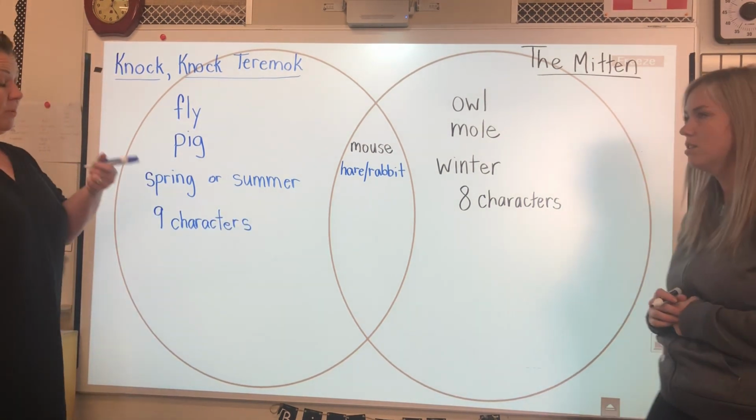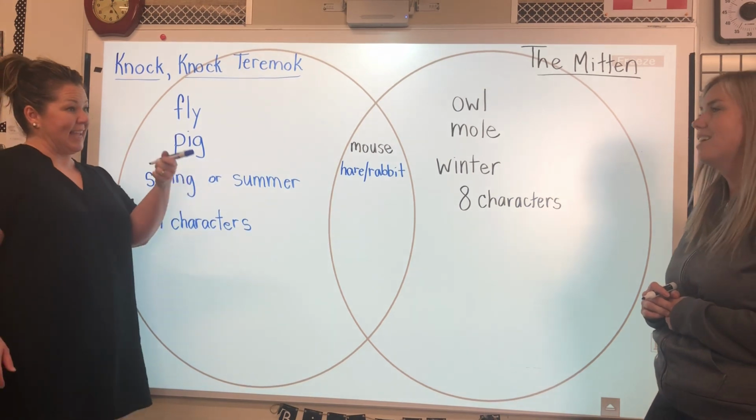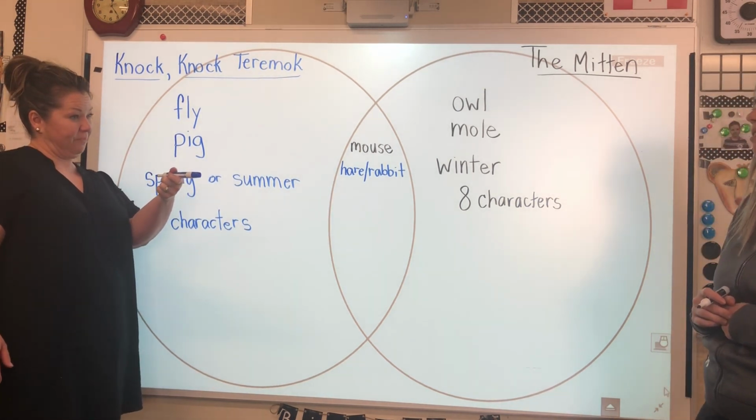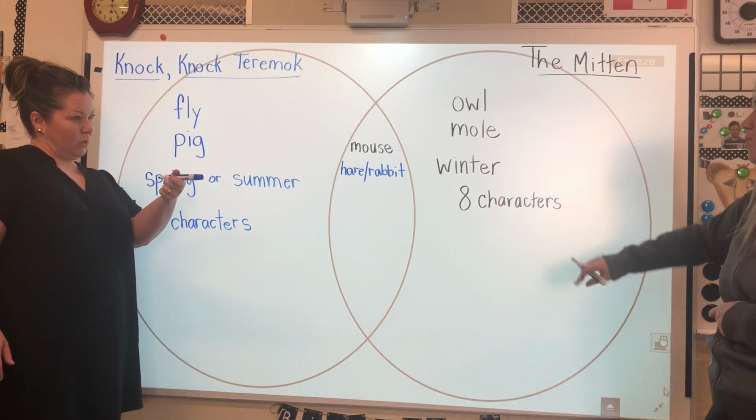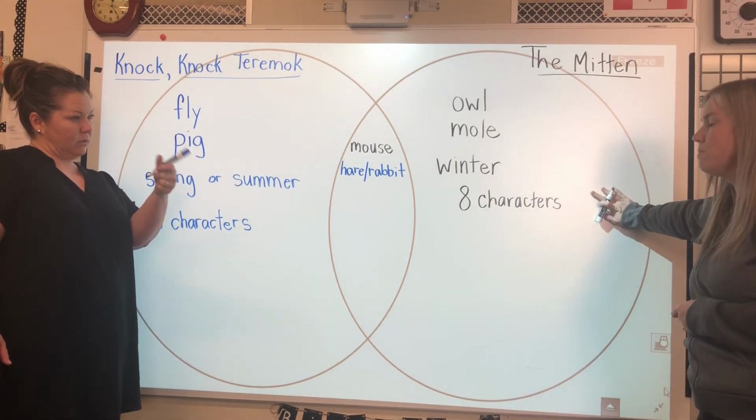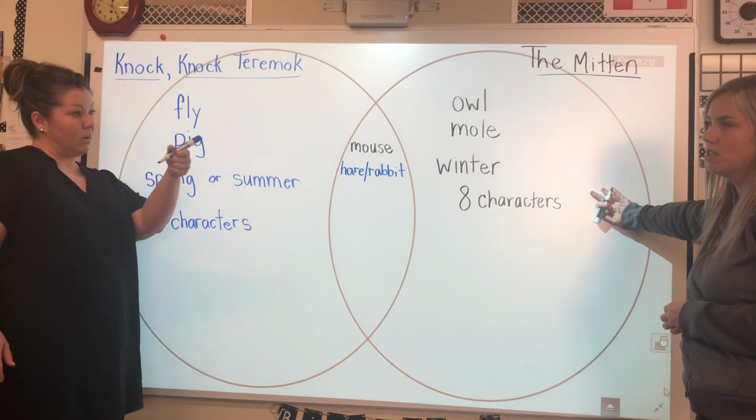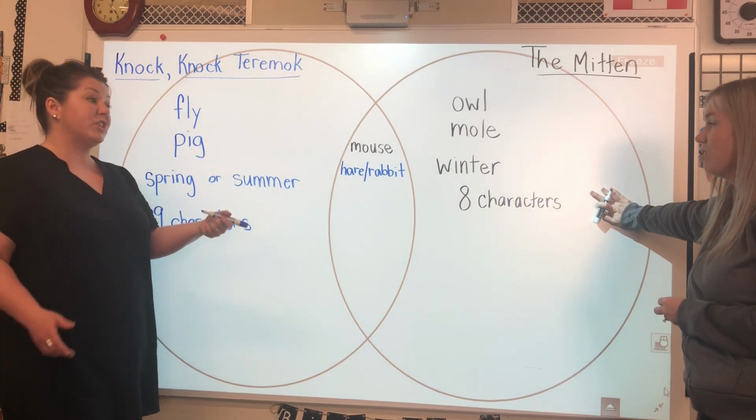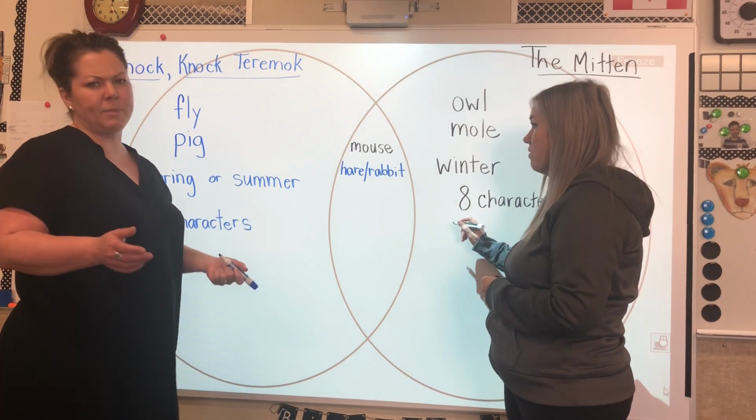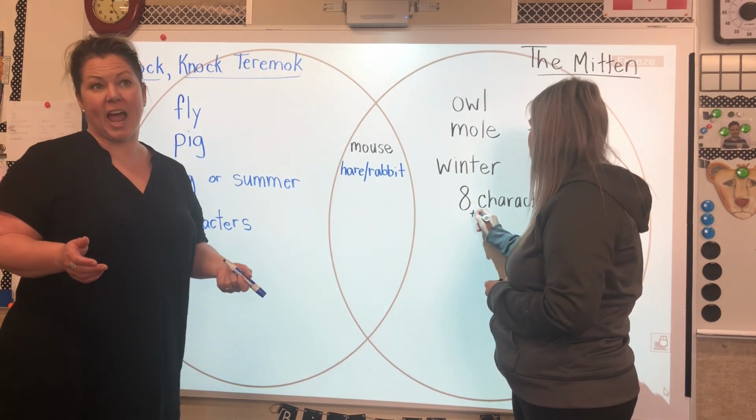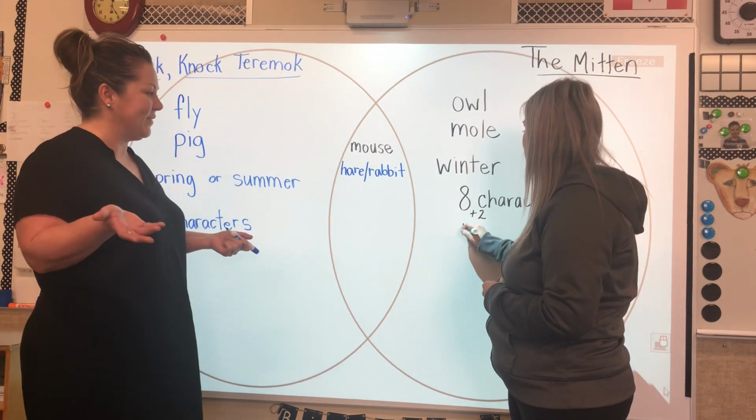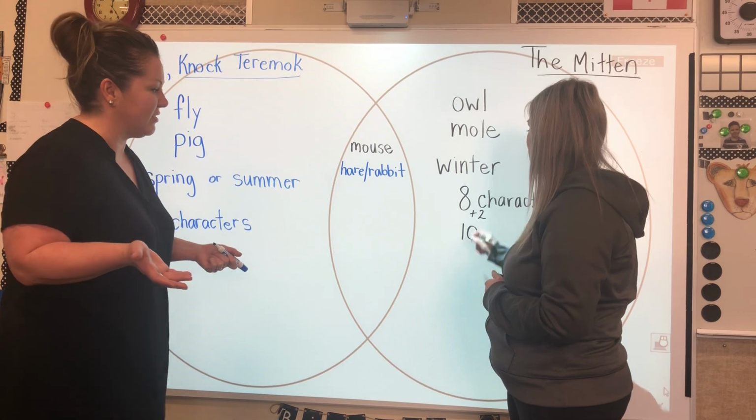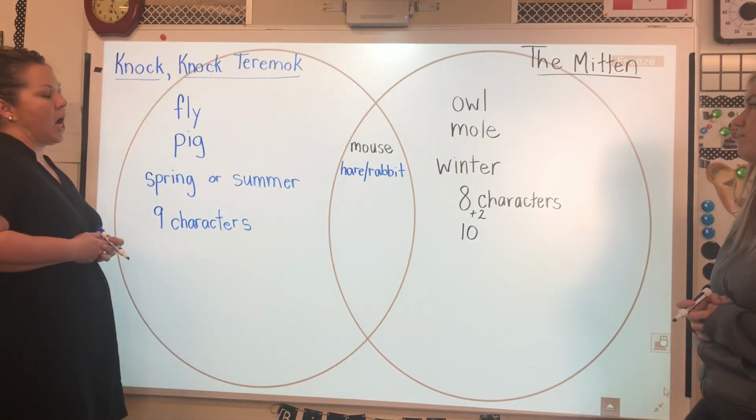A little bit different. Now, what about the character, though, at the end of the story? Or the boy. Do we count the boy? I remember there being 8 animals. Oh, and there's Baba in the Mitten, the boy's grandmother. So that could be plus 2. So 8 plus 2 is 10. That's right. So we actually have 10 characters in the Mitten. There we go. Okay.